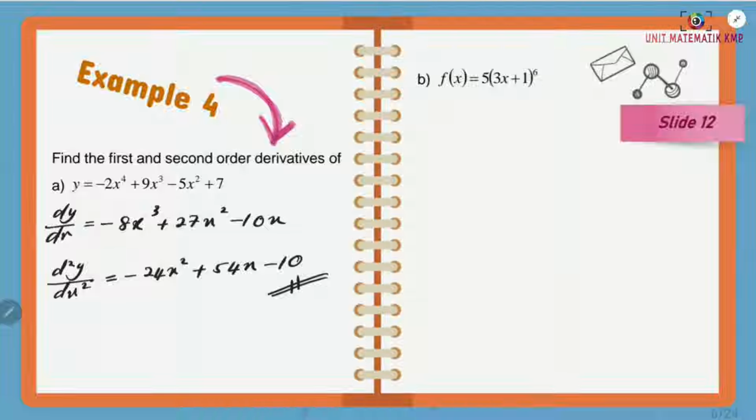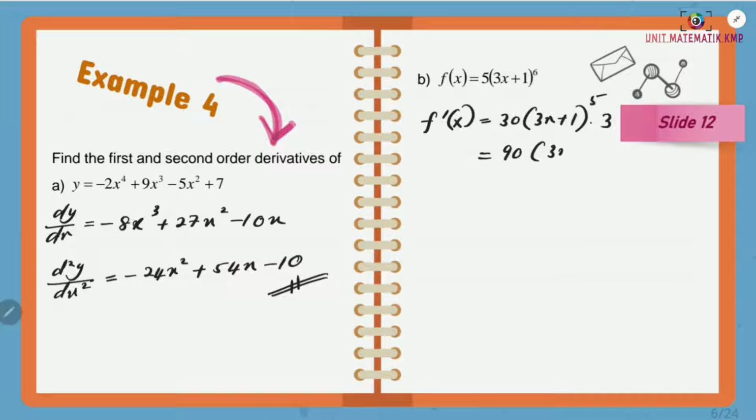And for question B, given f(x) equal to 5 times (3x plus 1) power 6. For the first derivative, we write f prime x equal to 5 times 6, which is 30, times (3x plus 1) power 5, times the derivative of 3x, which is 3. So we have 90 times (3x plus 1) power 5.